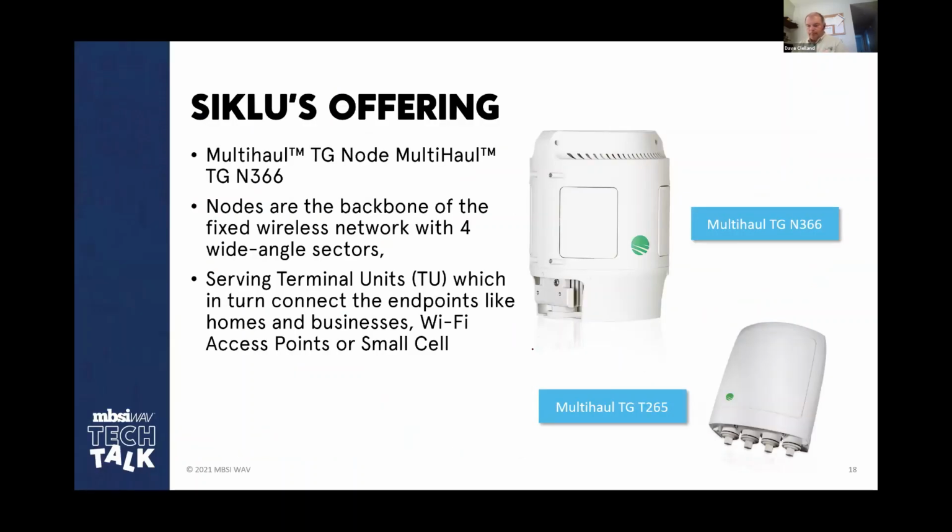All right. So let's look at Siklu's offering for a minute here. It's a little bit different. Siklu's distribution node has 4 sectors instead of 2, 4 90-degree sectors. It's meant to be mounted on top of a pole, or it can be mounted behind the pole, and it'll cause a shadow in the direction the pole is in. But nevertheless, we have 4 wide-angle sectors.